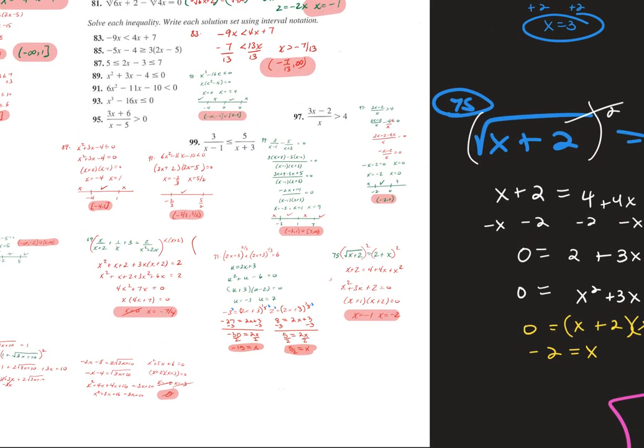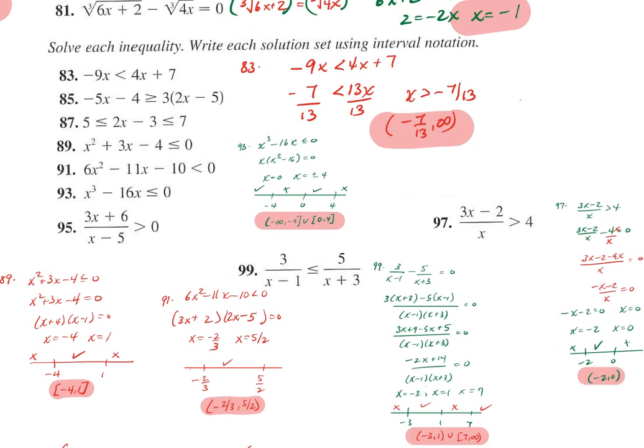Okay, then the bottom of this was all your inequalities. This page is a lot of work, right? So all the inequalities, which is your test points. Questions on those, 83 to 95.